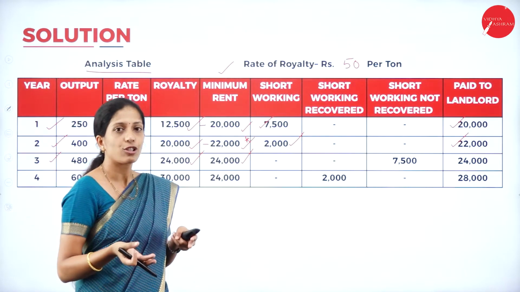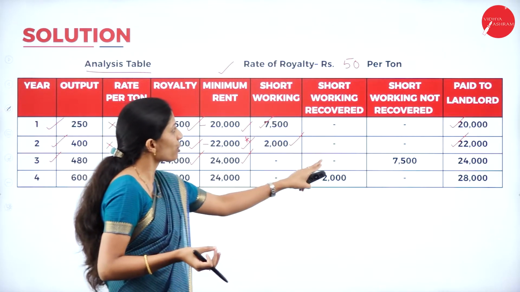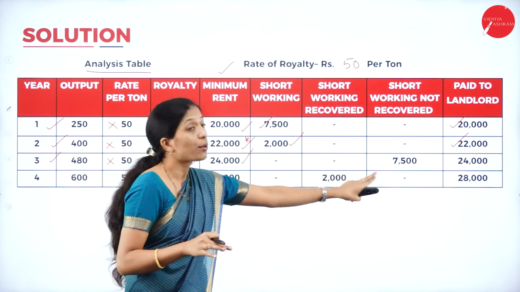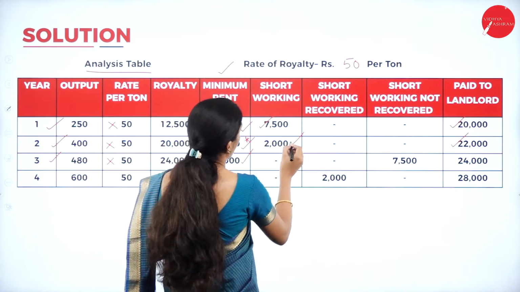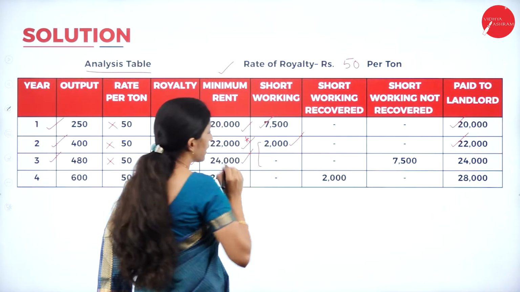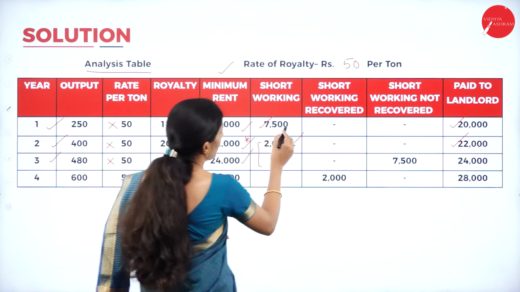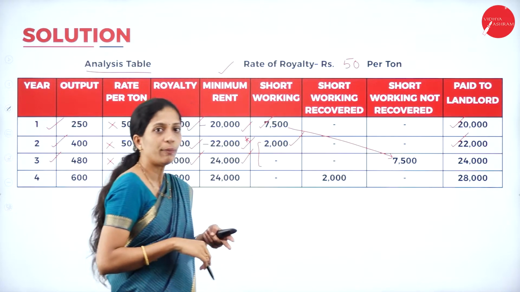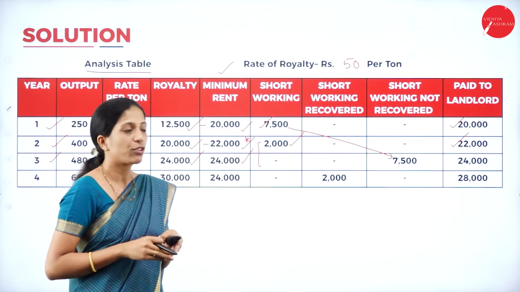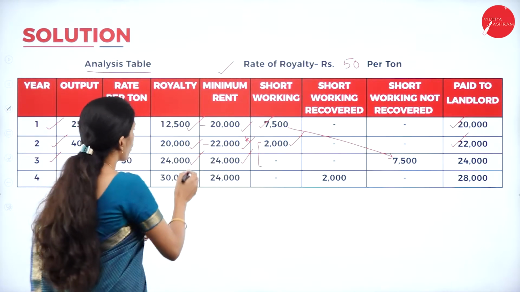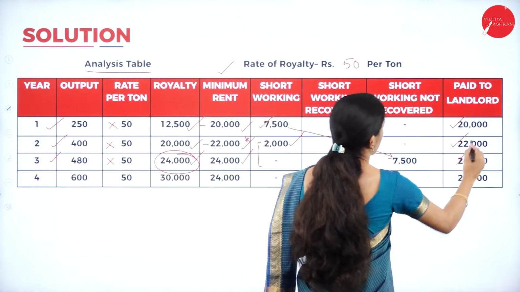You could not recover the short working because there is no excess royalty. It is equal. So short workings recovered is not there. Short workings not recovered is there. Why? Because this 7,500 had to be recovered in these 2 years, but we could not recover it. There was no excess amount. Now this 7,500 will be transferred to profit and loss account because it is not recovered. Now what is the amount paid to landlord? Both are equal. So royalty will be paid to landlord. How much? That is 24,000.